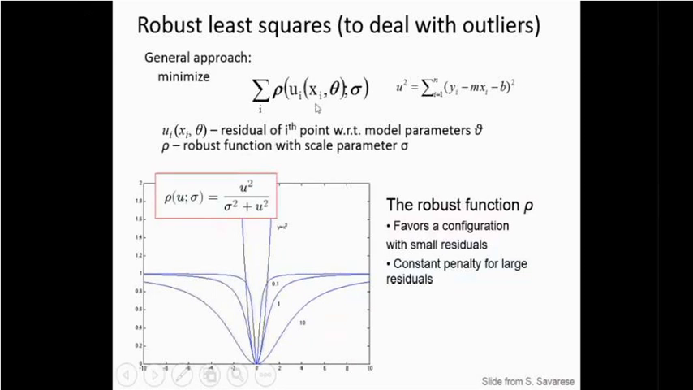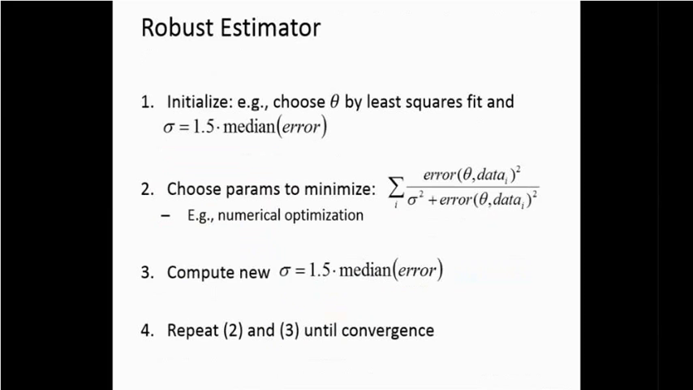So the loss function that's used here is this: u is your error of a point fitting your model. And so it's the error squared over some sigma squared plus the error squared. And depending on your sigma, with different values of sigma, you have different sensitivity to the distance of points to your model. So this is how we can estimate this.